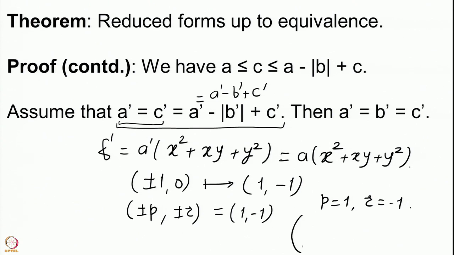So the matrix now reads P, Q, R, S, where P is 1, R is minus 1, here you have Q and here we have Q plus 1, because we want the determinant to be equal to plus 1. So these are the matrices that we are allowing. To have the determinant be 1, we should have that S is Q plus 1.